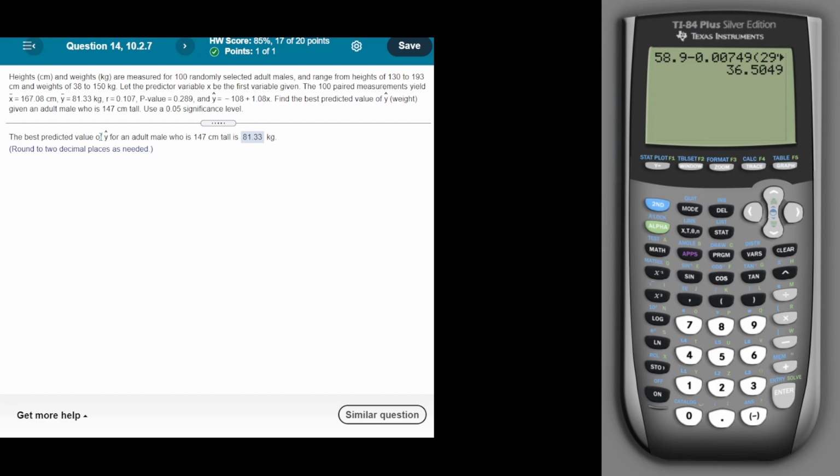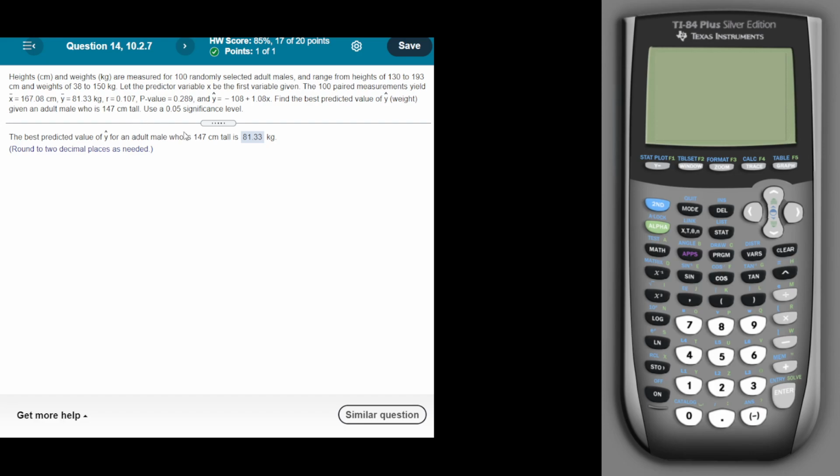Okay, it's asking you to find the best predictive value of Y-hat for an adult male who is 147 centimeters tall. So the question is, can we plug this 147 into the predictive value equation, or do we have to find the mean of the Y? It'll be real nice if they gave us the mean of Y. And look, they did. They gave you the mean of X, which is useless to us, and they also gave us the mean of Y.